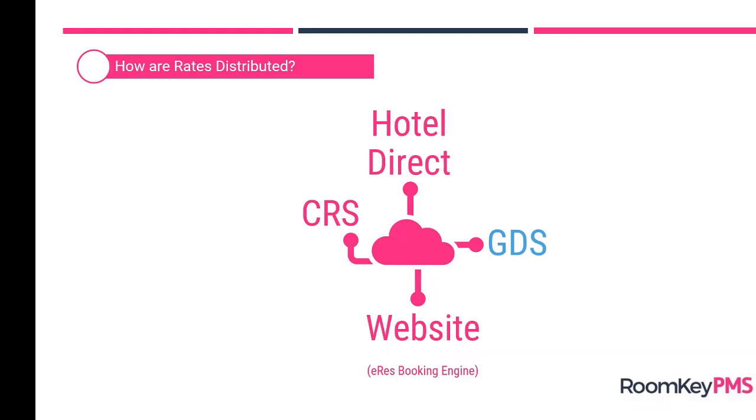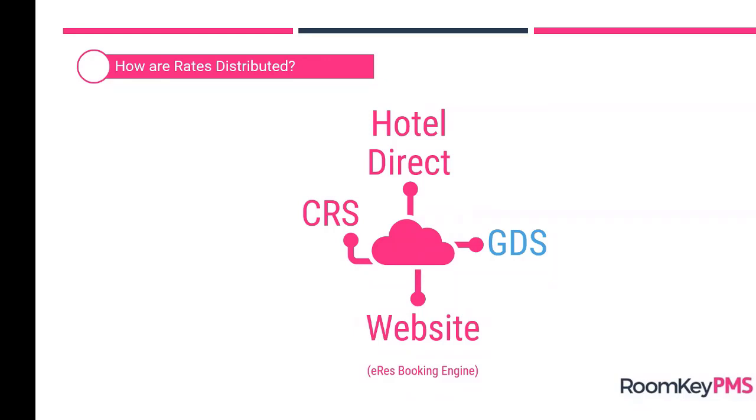At the bottom, we also have website distribution. Now, I just wanted to define that this is specific to the ERES booking engine, which is proprietary software that comes with every RoomKeyPMS database, where you can show or display rates and availability on your website using our ERES booking engine. If your booking engine is hosted by a third party, maybe TravelClick or iHotelier, that is actually through the GDS distribution channel, not the website. The website is that specific tool, the ERES booking engine.